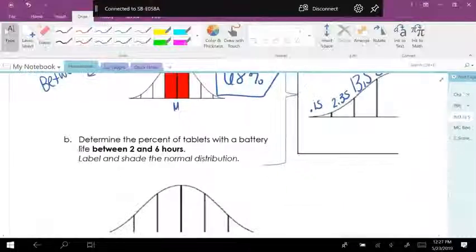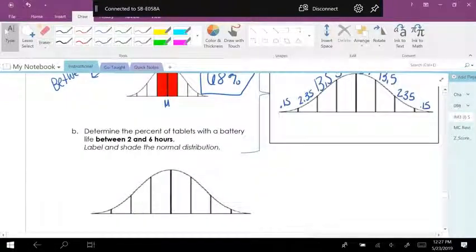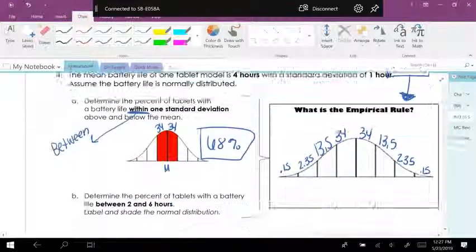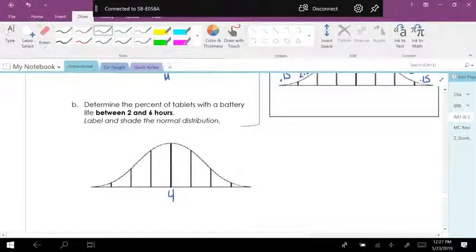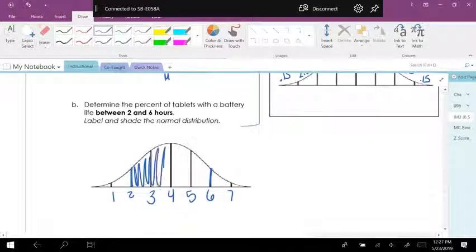Okay. Determine the percent of tablets with a battery life between 2 and 6 hours. Well, the mean is 4, so we're going to put that right in the middle. It says your standard deviation is 1, so I'm just going to add 1 and subtract 1. So I have 5, 6, 7, 3, 2, and 1. It wants between 2 and 6, so I'm going to shade that in. Here's 2, here's 6. It says between, so I'm going to shade between 2 and 6.